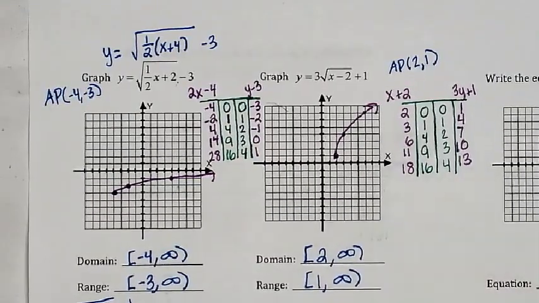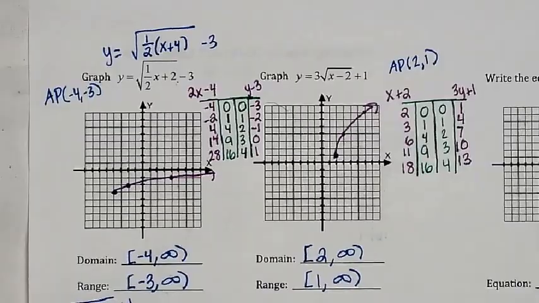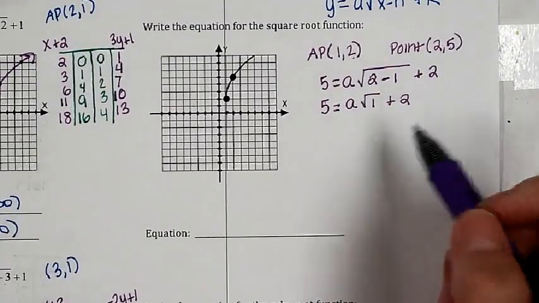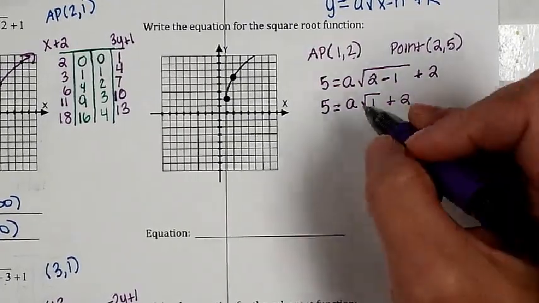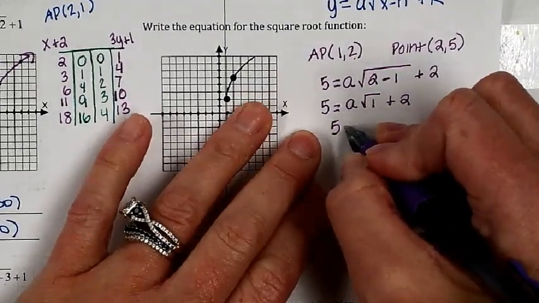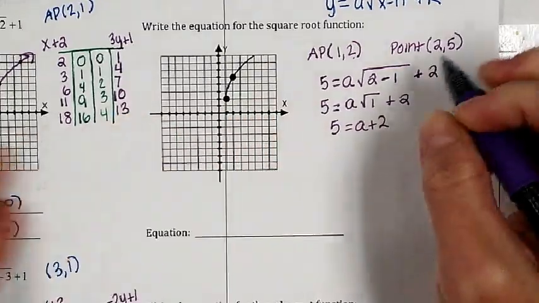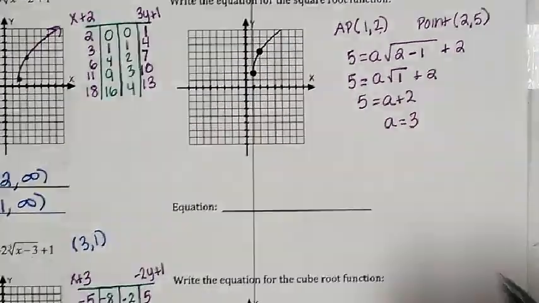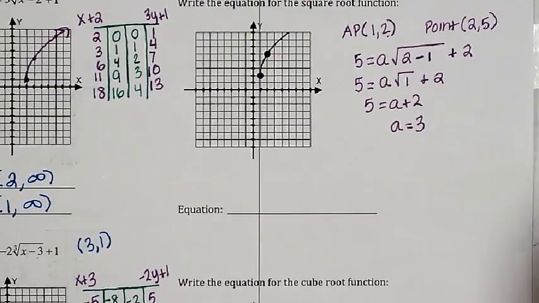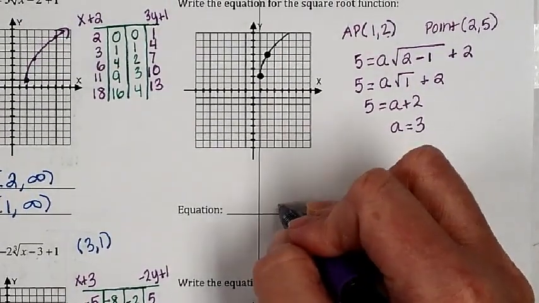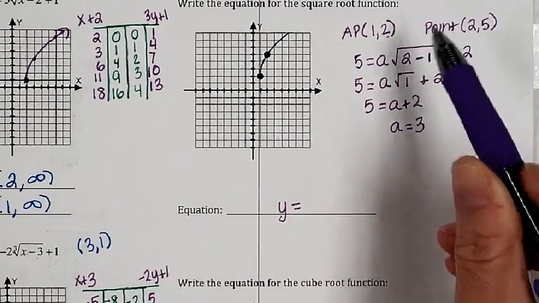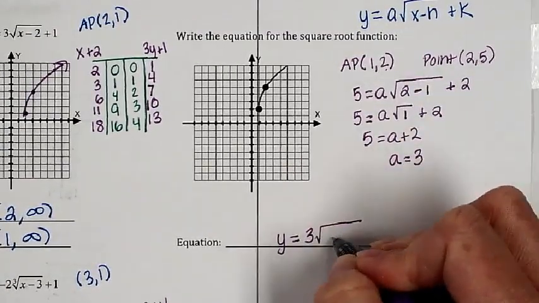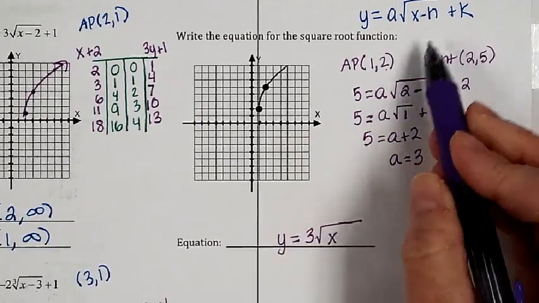All right, so continuing over here, 5 is equal to square root of 1 is 1. So 5 is equal to a plus 2. So a is 3. So your equation then is y is equal to 3 square root of x minus 1, plus 2. Oh, so the plus 2 is outside of the square root? Yes.